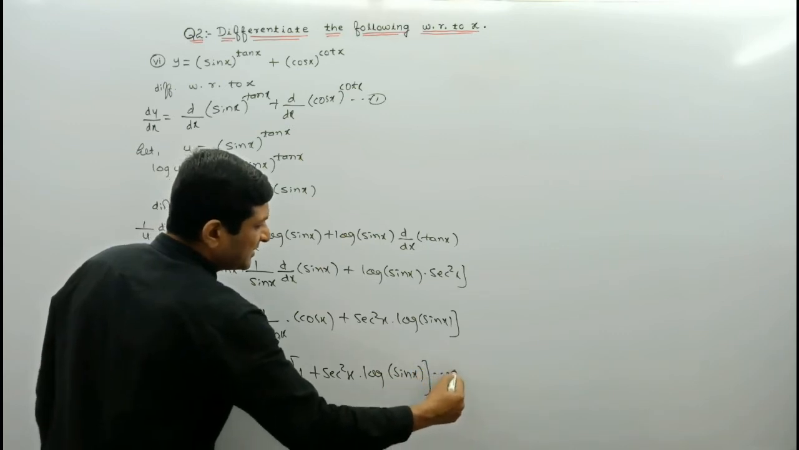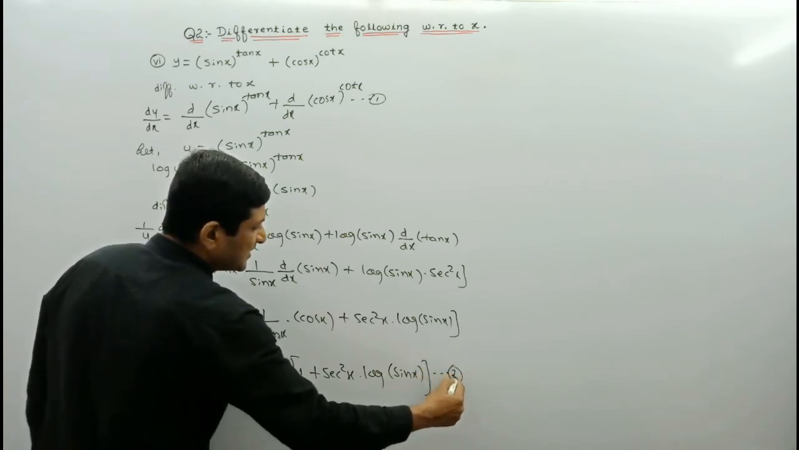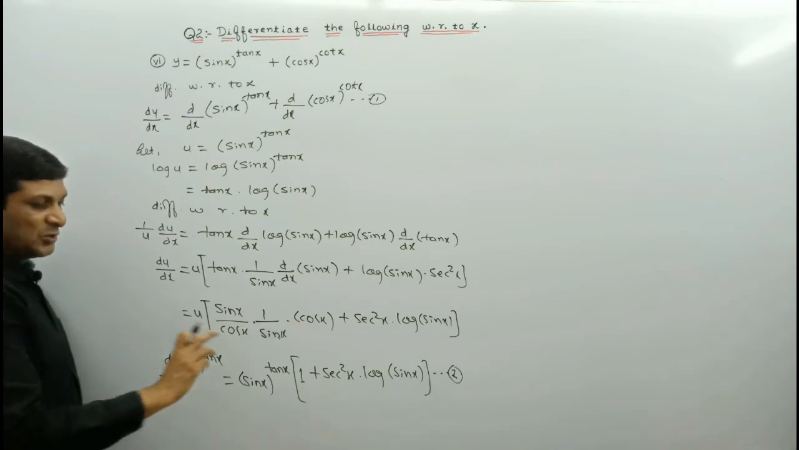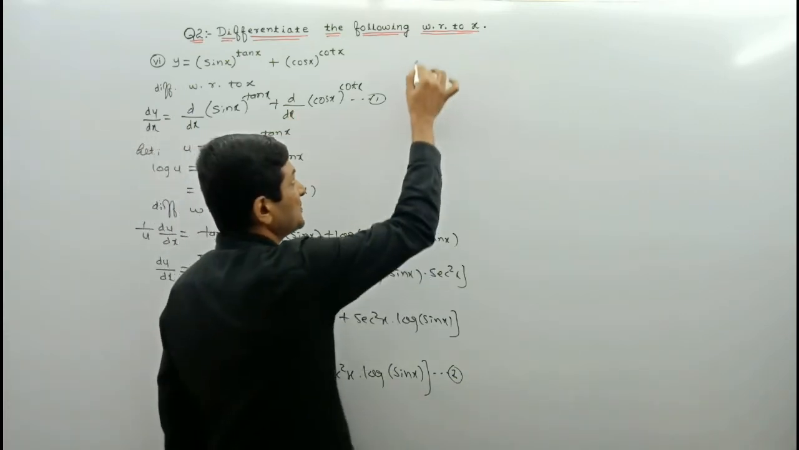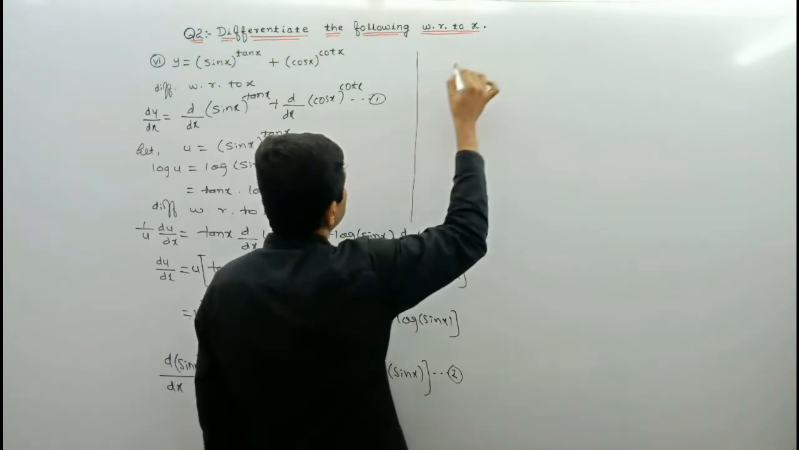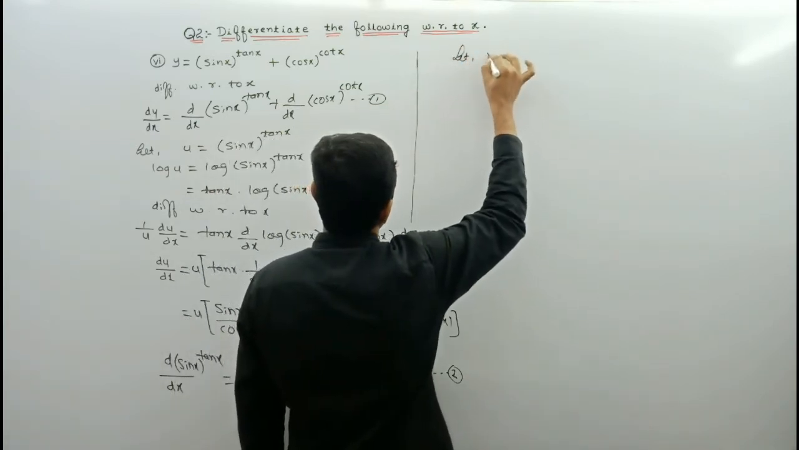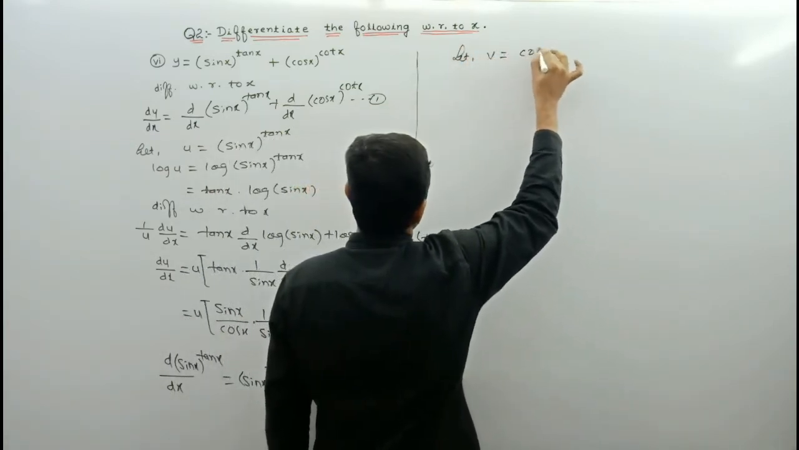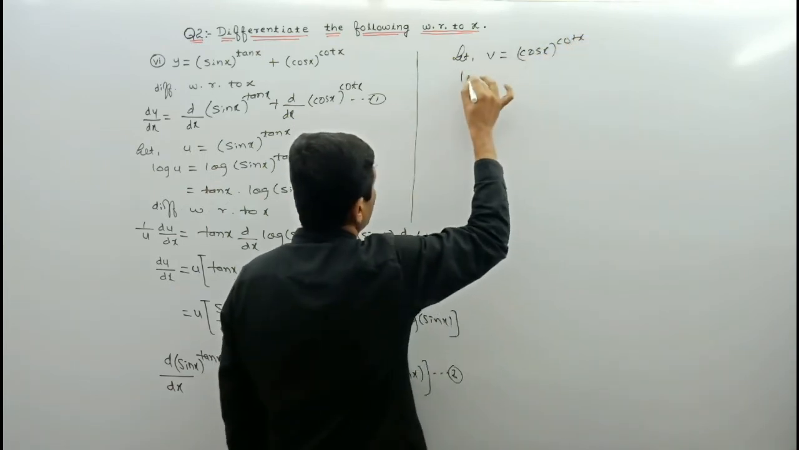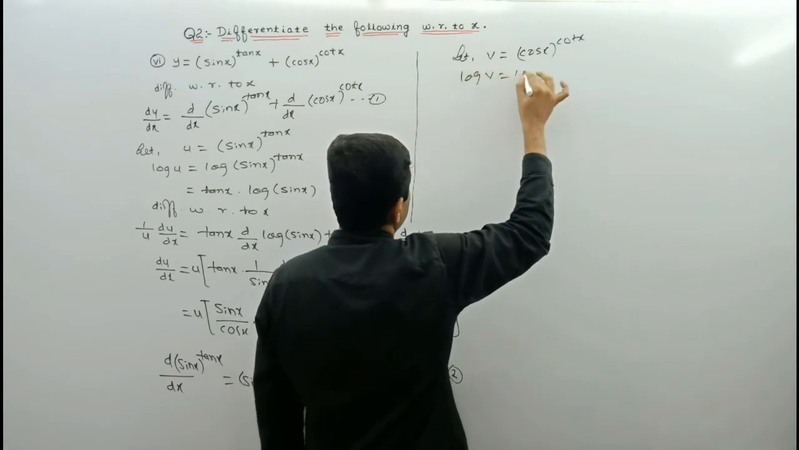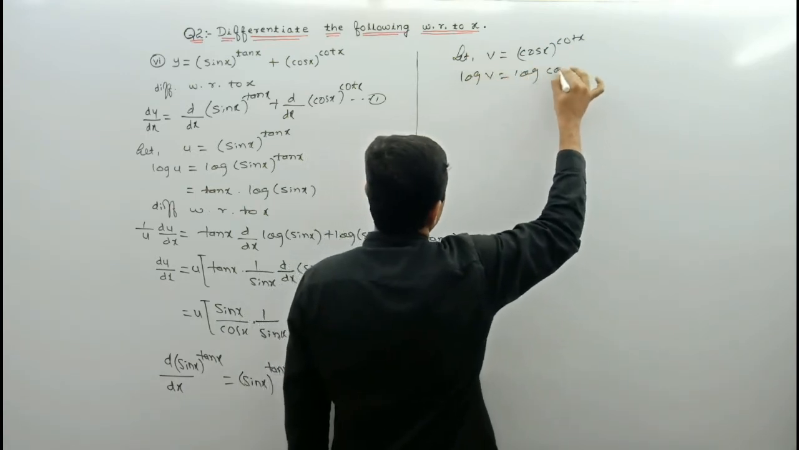Let us denote the differentiation of this first term by equation number 2. In this way we have got the differentiation of the first term. Now to find out the differentiation of the second term, consider the second term. So let us denote this term by v. v is equal to cos x raised to power cot x. Here also we have to apply the logarithmic differentiation method. That's why we are taking log on both sides.